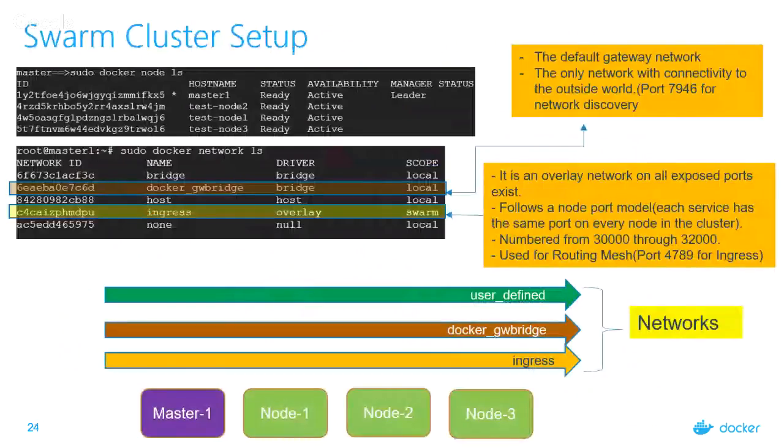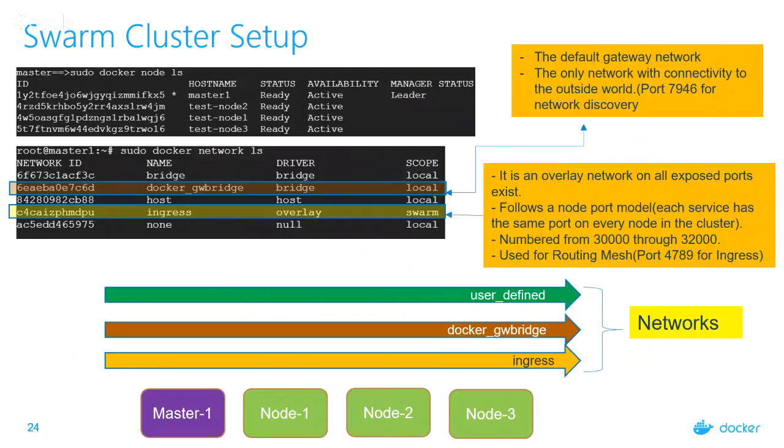Usually, by default, when you create a network as a user, it is a user-defined network, and along with the user-defined network you have two more networks: the ingress network and the docker gateway bridge network. The ingress network is an important overlay network which exposes the ports. It follows a node port model where each service has the same port on every node in the cluster. So whenever you bring up any service using the ingress network, it opens up a port on all the machines.